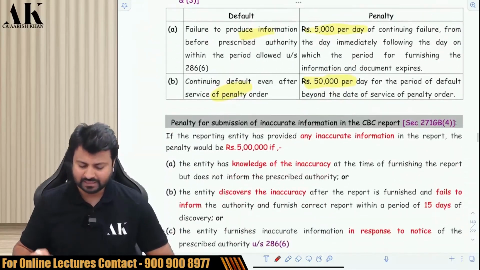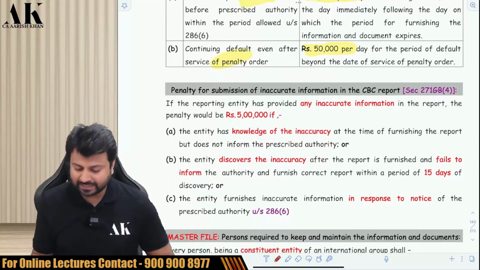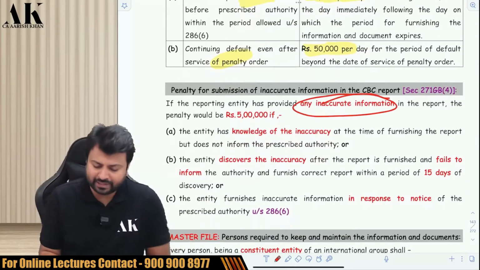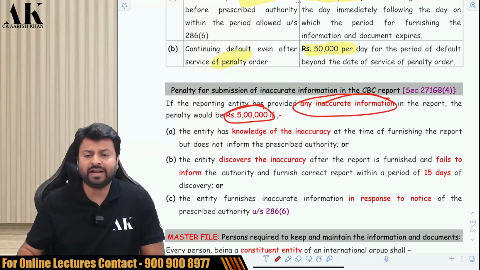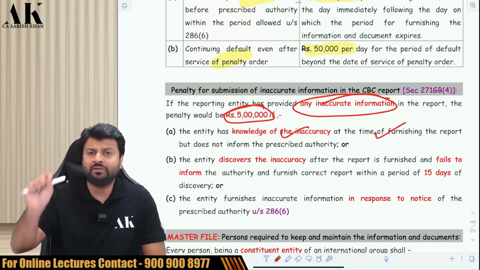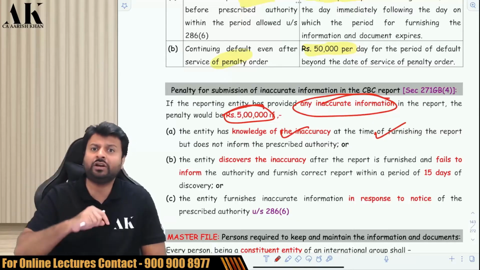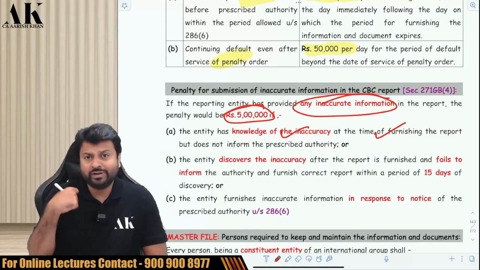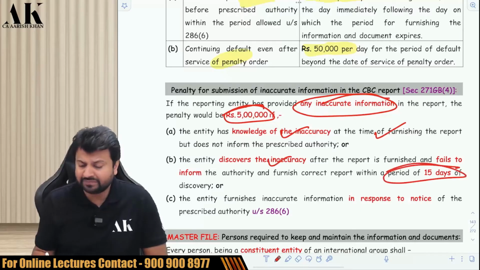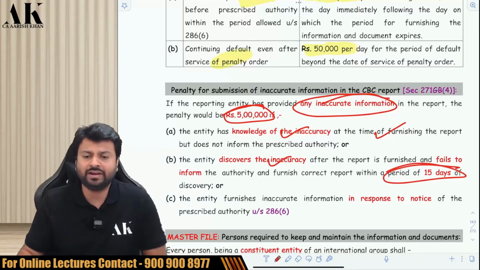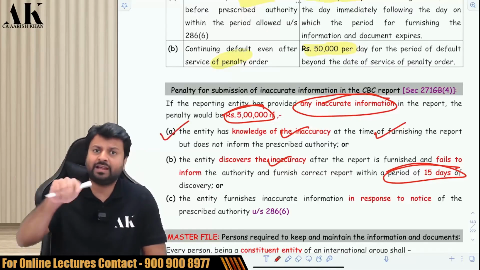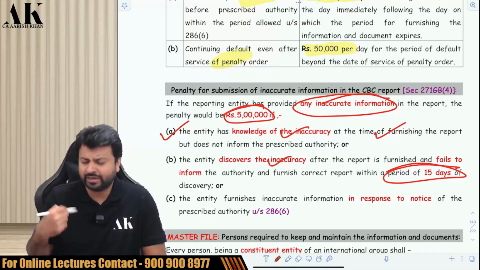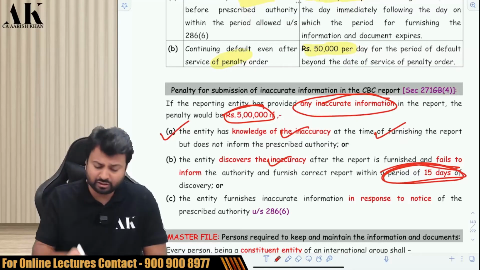Okay, next. If you file CBCR and give some inaccurate information in the CBCR, then a penalty of 5 lakh rupees. If you had the knowledge of inaccuracy at the time of furnishing, you knew that whatever information you are putting is wrong, and still you give that wrong information, 5 lakh penalty. Or if you discover that information later on and you do not rectify within 15 days, then also a penalty of 5 lakh rupees. One is when filing the information you were aware that you are filing wrong information, 5 lakh penalty. One is when filing the information I was not aware, later on I came to know, and in 15 days I do not rectify, then also 5 lakh penalty.